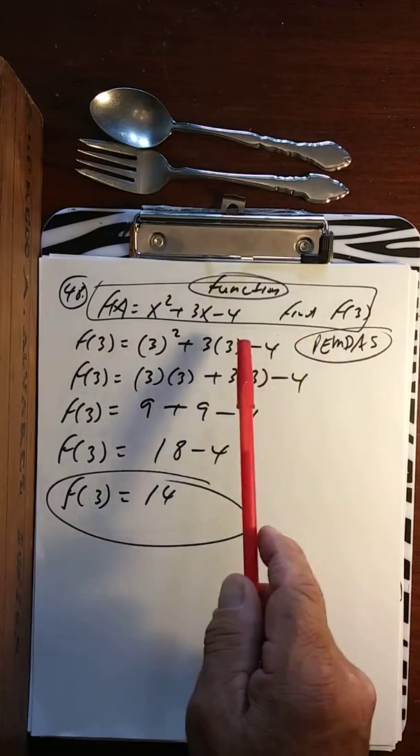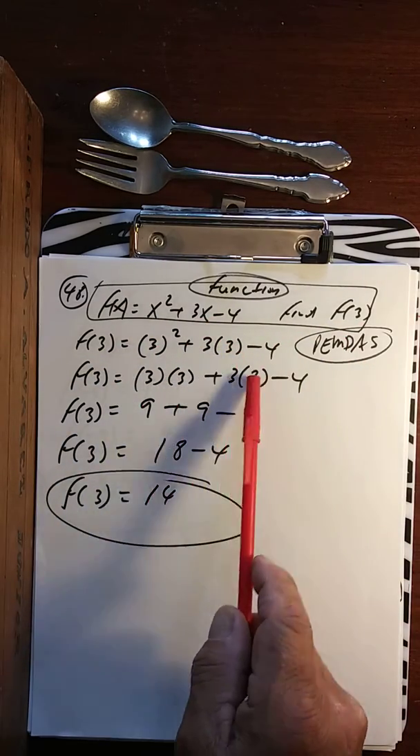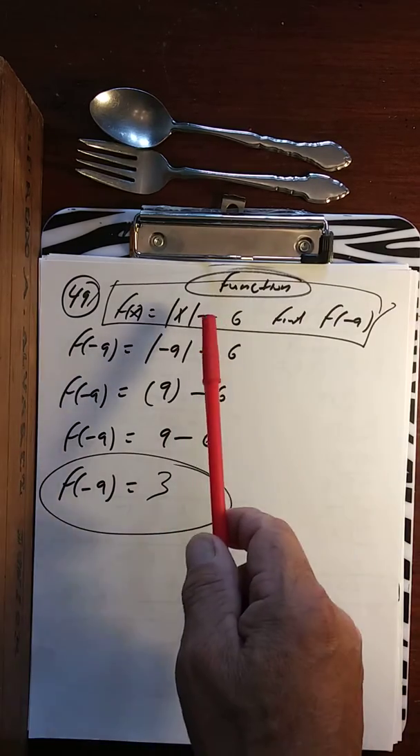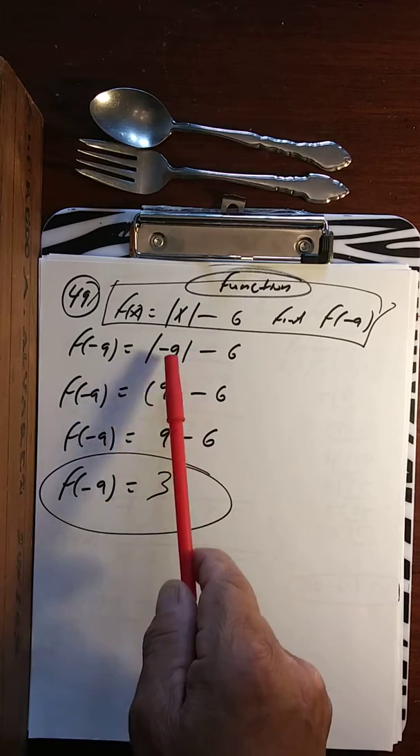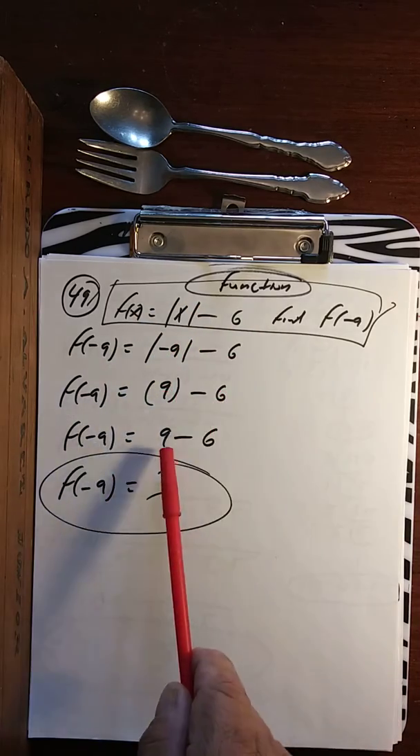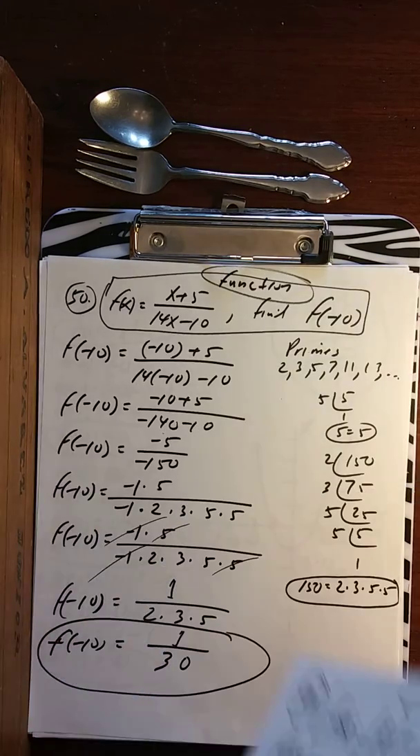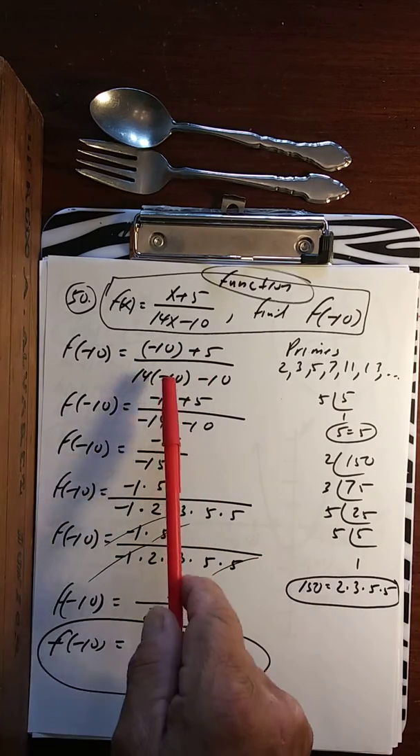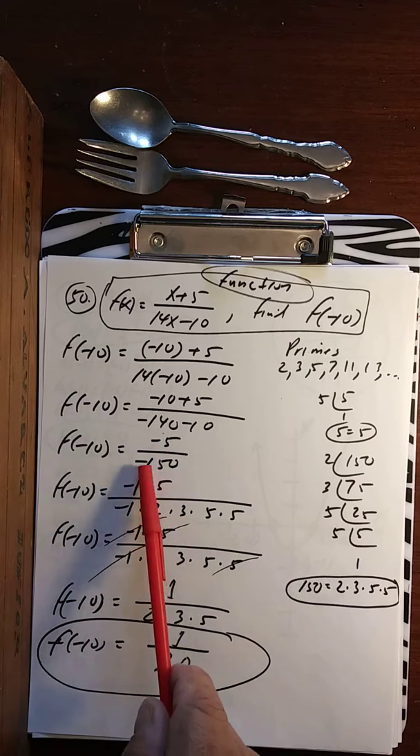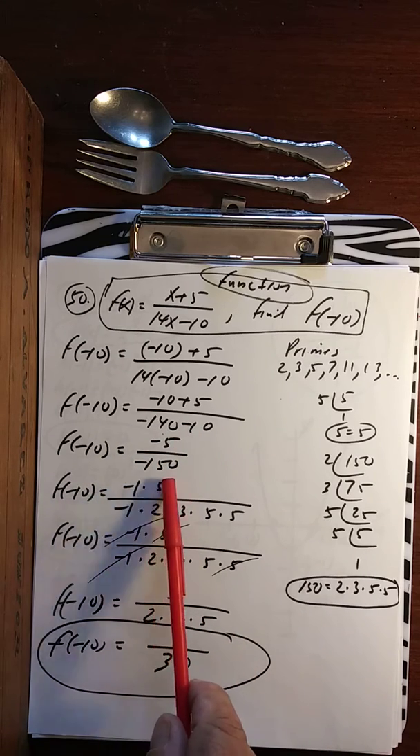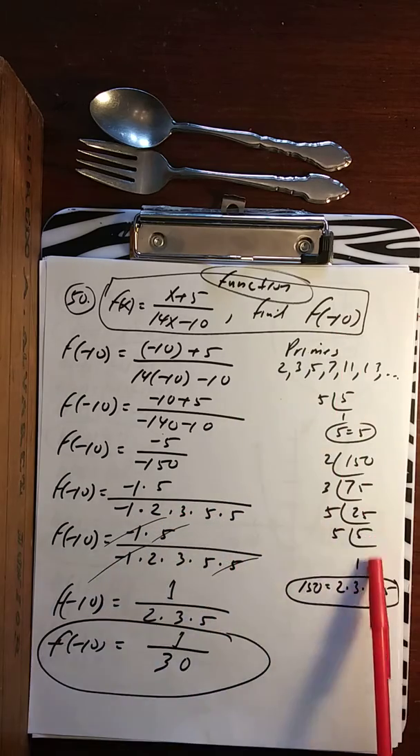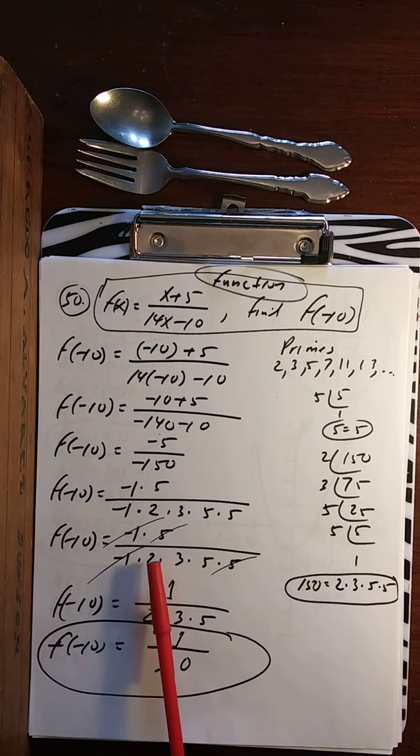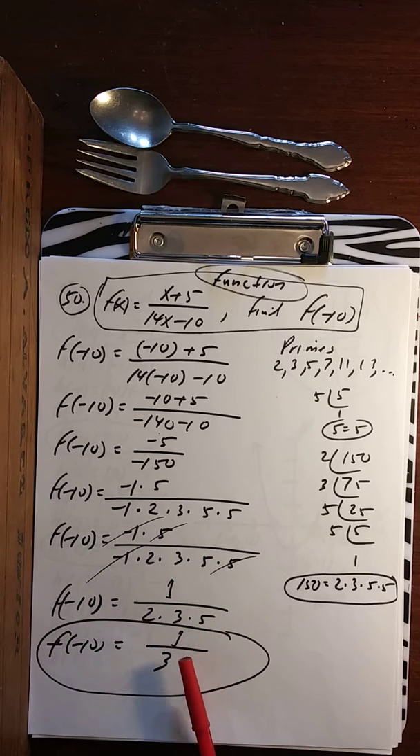Evaluate the function. Put a 3 in there. 3 times 3 is 9. 3 times 3 is 9. 9 is 18 minus 4 is 14. Evaluate the function. That's the value of x. So after evaluating negative 3, negative 9 is just 9. 9 minus 6 is 3. Evaluate the function. Put a negative 10 in there for the x. So negative 10 plus 5, that turns out negative 140. So that's going to be negative 5 over negative 150. So that's negative 1 times 5, negative 1 times 2 times 3 times 5 times 5 from right here. So we cancel out the negative 1s, we cancel out the 5. What's left over is going to be 1, and the bottom is 2, 3, 5. 2 times 3 times 5 is 1 over 30.